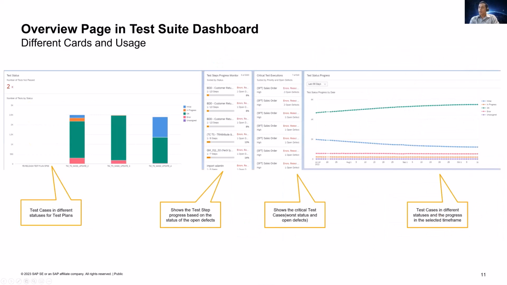With that being said, a little bit of deep dive into each of these cards. The test status card provides you the test cases in different statuses for the test plans. If you're working with the test steps, we provide you the test steps progress monitor. The test steps progress monitor shows you the test step progress based on the status of the open defects. So it considers not only the test steps, but also the number of defects that are present, the priority of these defects, and also the test steps.